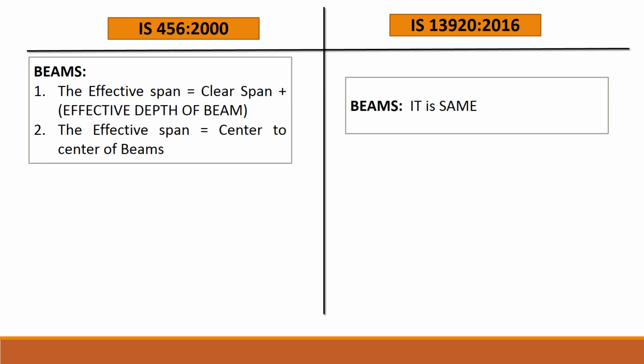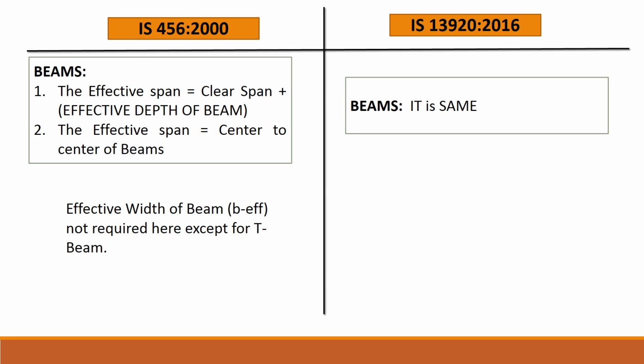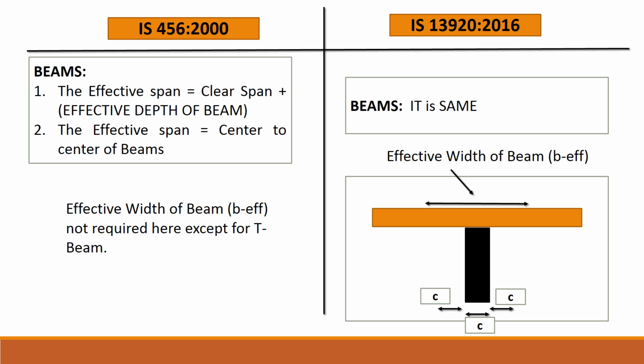In case of IS 456, the effective width of the beam is not required here except for T beams and for L flange beams. But in the case of IS 13920 for ductile detailing, there is a concept of effective width of beam which takes into account the support length C and the adjacent beam area C and C from both sides. So overall, the effective width of the beam would be 3C here.